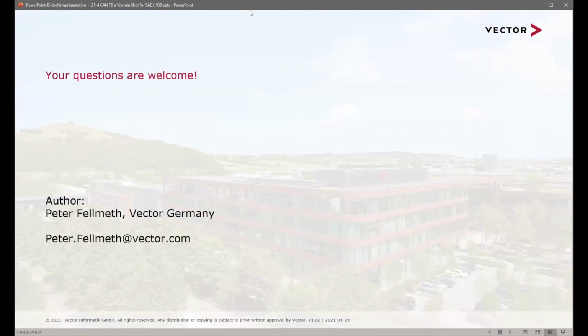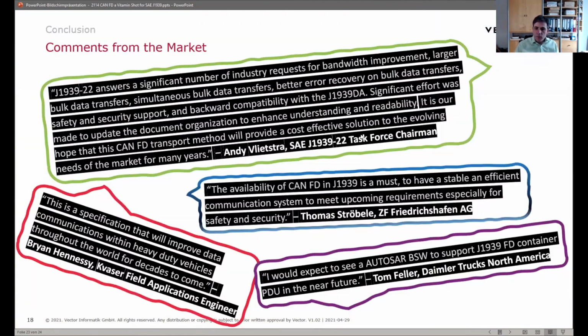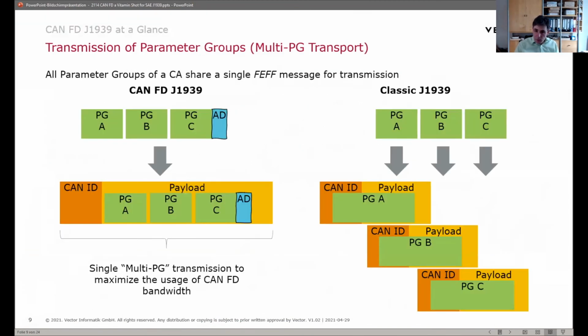There's a question from Satish Kini: can existing parameter groups whose length is greater than 8 and less than 60 bytes be sent without a transport protocol? Yes, they can be sent with the new multi-PG transport. So a parameter group in the range from 1 to 60 bytes can be transmitted in a single CAN frame.